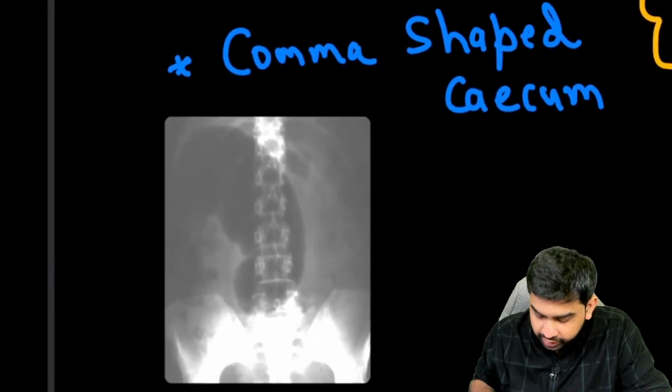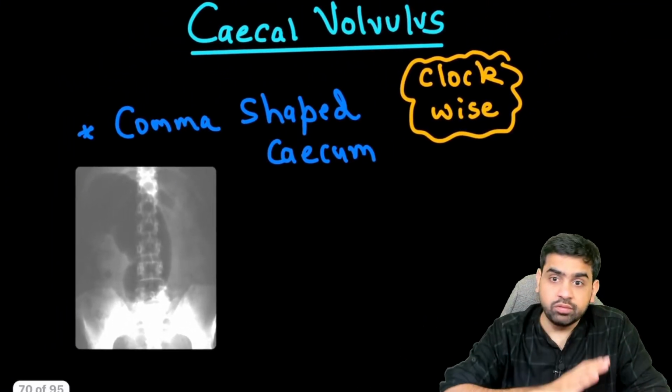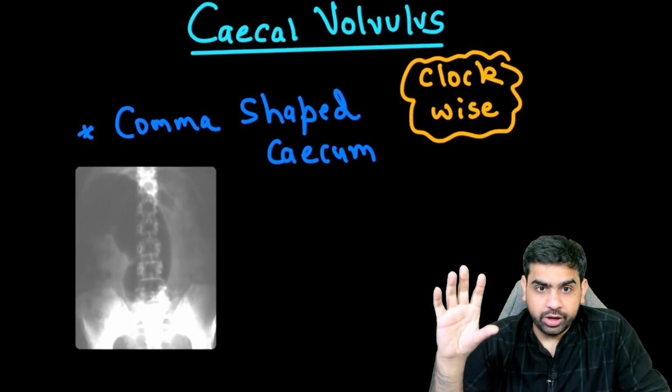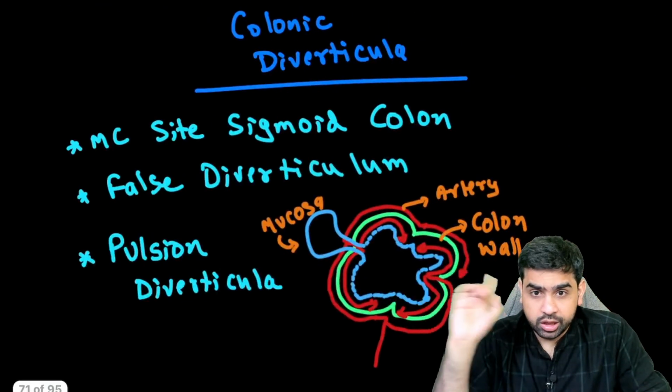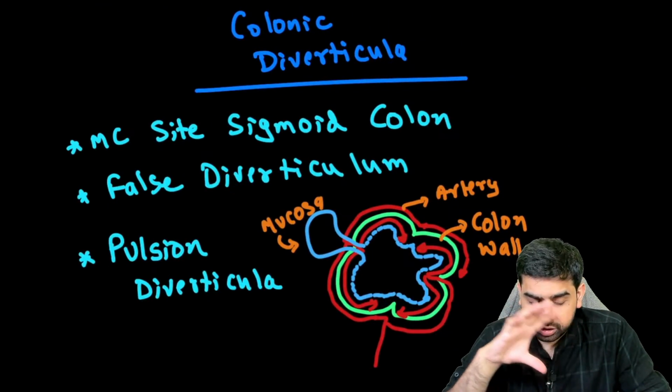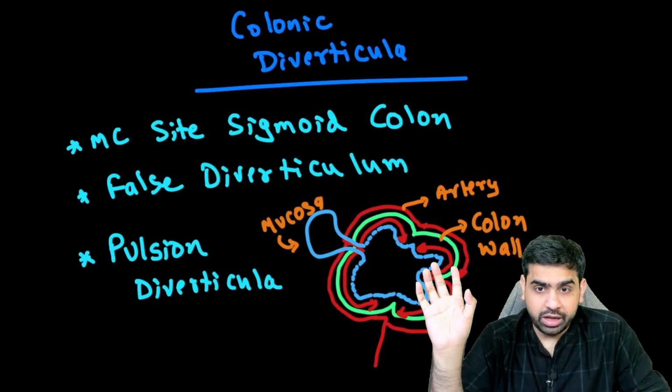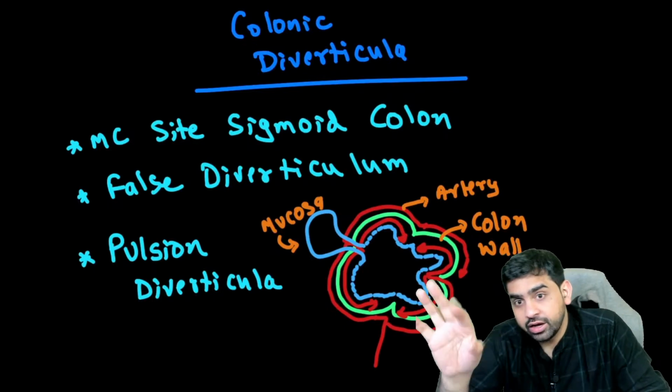That's very, very important. One thing to remember about the cecal volvulus is the comma-shaped appearance. So in the cecal volvulus you get a comma-shaped appearance. In the sigmoid volvulus, you get the coffee bean appearance, or the inner bent tube sign. Now, colonic diverticulum, again, is a very, very important topic.